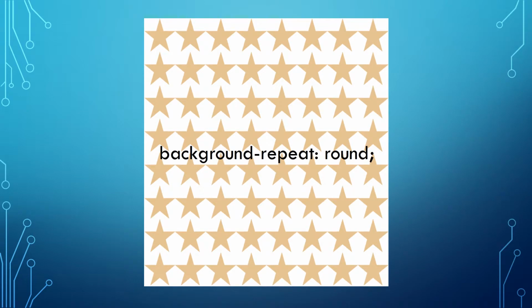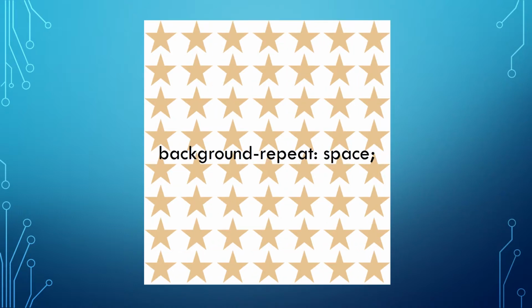Round will repeat your background a whole number of times plus resize the image to fit. Here it shrunk the stars a little horizontally to squeeze them in. Space will also repeat your background a whole number of times, but instead of resizing the image, it adds space between them to fill the page. Round and space are supported by all current browsers, but this is only a recent addition to CSS. So users with older versions of some browsers will not see your background repeat with these options.